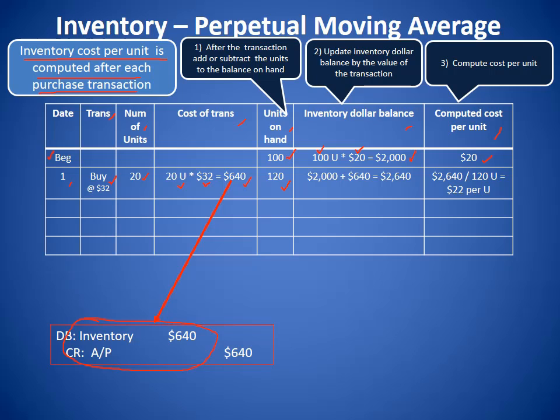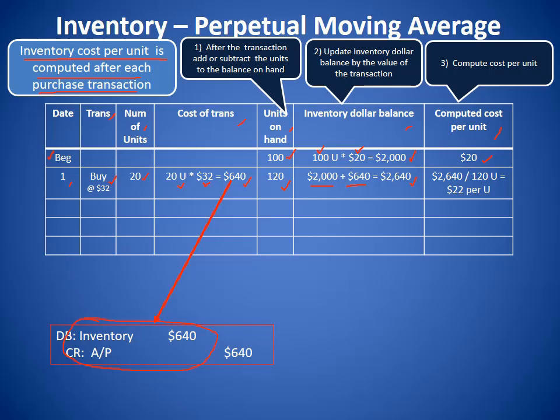Now, if I compute my inventory balance, if I was tracking my inventory account, it would be equal to the original $2,000 from my beginning balance plus the $640 that I've added as a result of the purchase transaction. So my inventory balance within my general ledger and this inventory card would show an amount of $2,640.